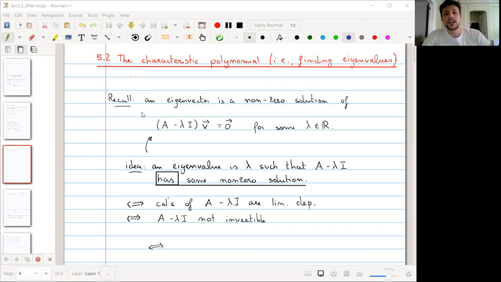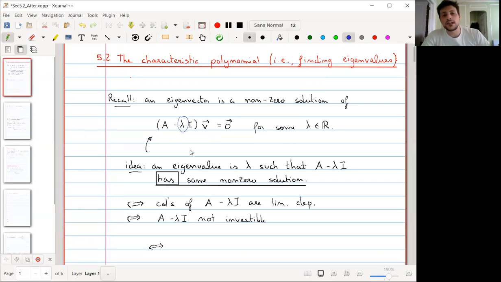Let me remind you from last time that an eigenvector of a matrix is a non-zero solution of a homogeneous linear system with associated matrix A minus lambda I, where lambda is an eigenvalue of the matrix A. The idea we will follow to find eigenvalues is to try to determine for which values of lambda such non-zero solutions of the homogeneous linear system even exist. So the question that we want to answer is, when does A minus lambda I have a non-zero solution?